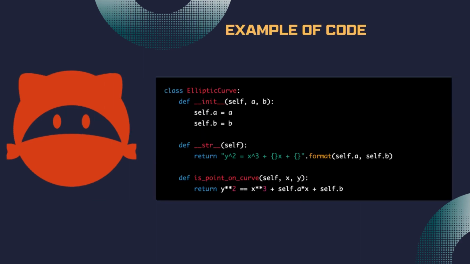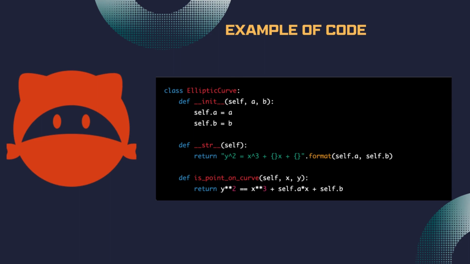Here's an example script in Python that demonstrates the equation of an elliptic curve. In this script, we define a class called EllipticCurve that takes two parameters a and b as inputs, which represent the coefficients of the equation of the elliptic curve. The __str__ method of the class returns a string representation of the equation of the elliptic curve in the form y squared equals x cubed plus ax plus b.